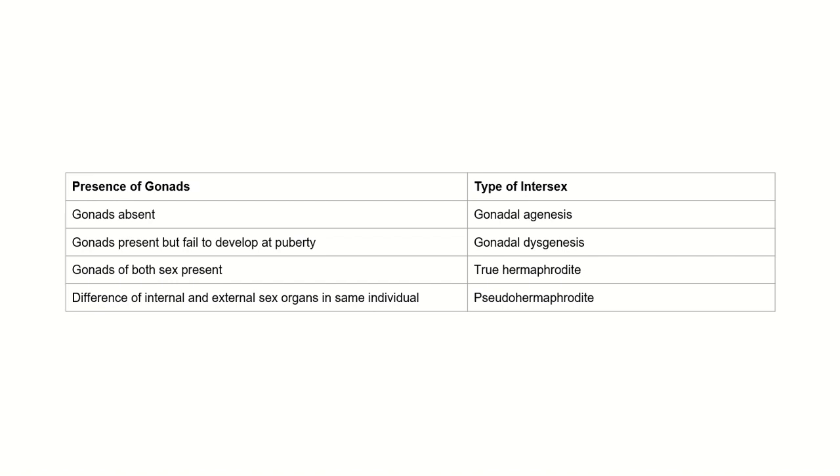Now the presence of gonads and types of intersex. Gonadal agenesis is when the gonads are absent. Gonadal dysgenesis is when the gonads are present but fail to develop. True hermaphrodite is wherein the gonads of both sexes are present. Pseudohermaphrodite is a difference of internal and external sex organs in the same individual, so the individual has both characteristics, half female and half male.